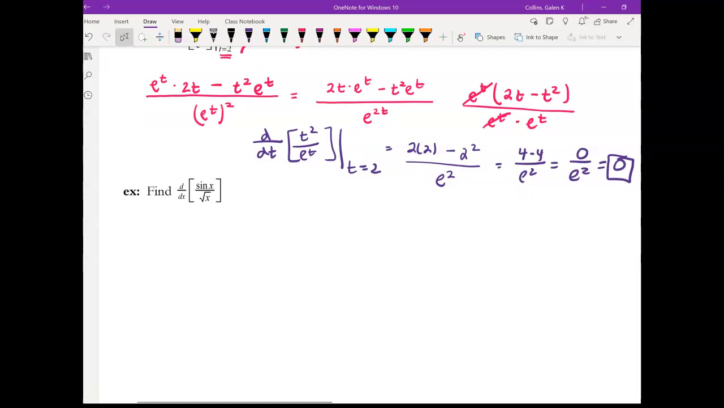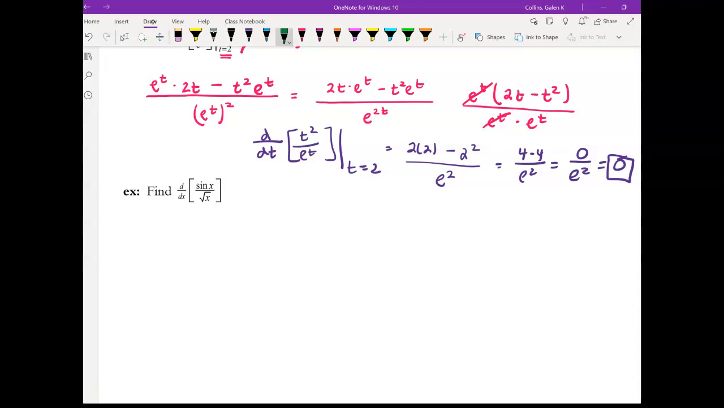All right, let's try the quotient rule again with this next example. The derivative of sine of x over the square root of x. We're taking that derivative with respect to x. So we're not evaluating anything. We're just finding the derivative.